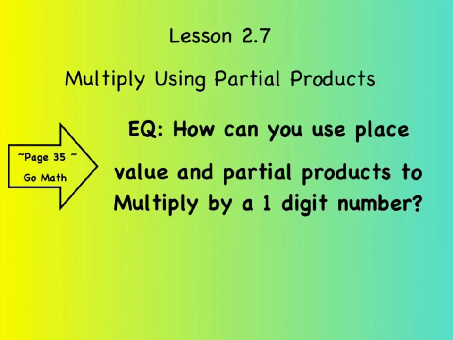If you would, go ahead and turn with me to page 35 in your Go Math books. We're going to write our essential question at the very top where it says name. Our essential question this evening is, how can you use place value and partial products to multiply by a one-digit number? So as soon as you have that at the top of your page where it says name, you can push play and we'll move right along.